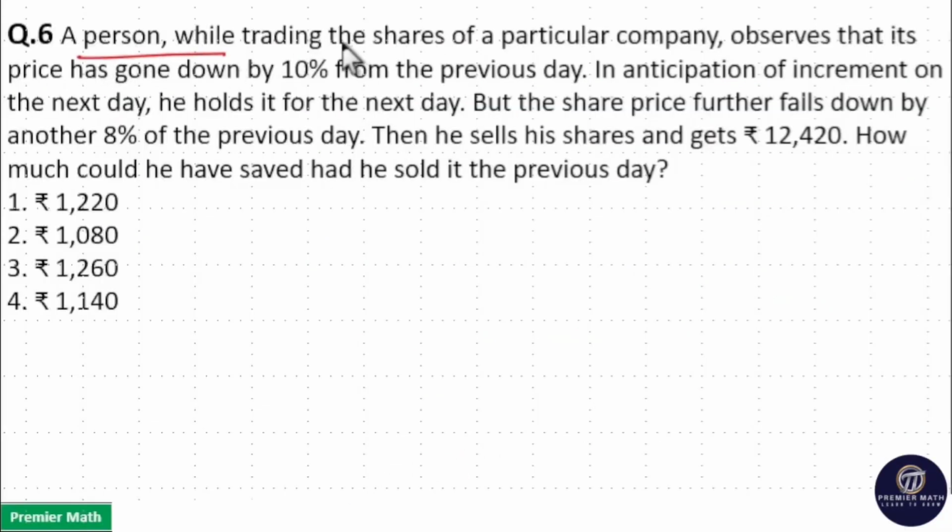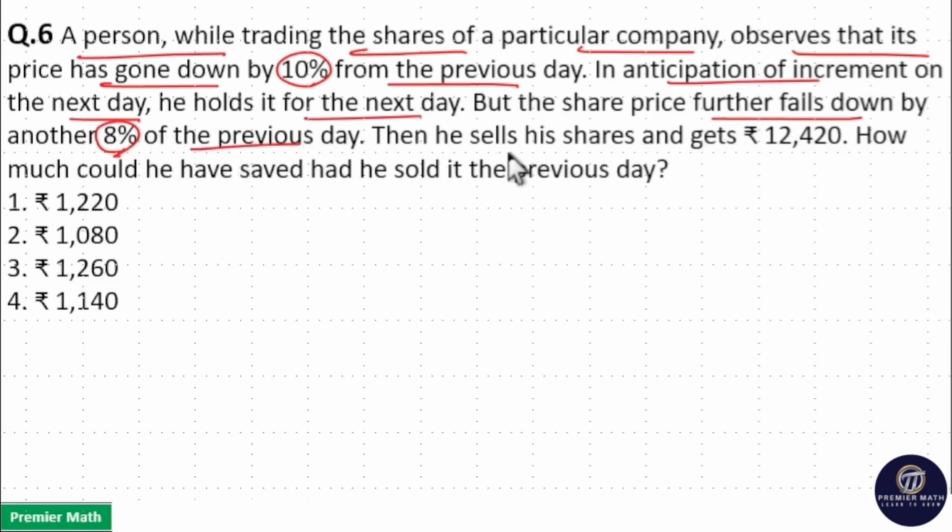A person, while trading the shares of a particular company, observed that its price has gone down by 10% from the previous day. In anticipation of an increment on the next day, he held it for the next day. But the share price further falls down by another 8% of the previous day. Then he sells his shares and gets 12,420. How much could he have saved had he sold it the previous day?